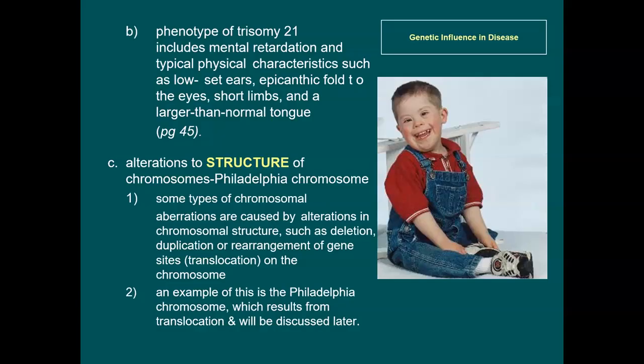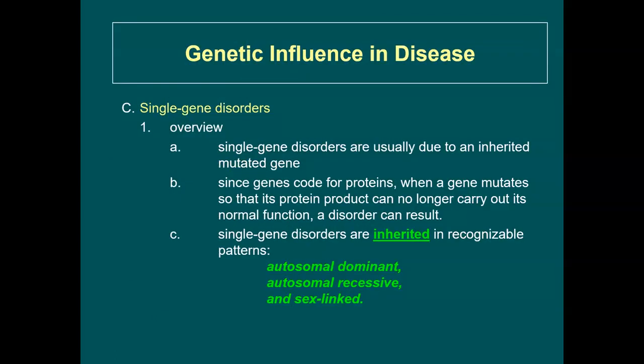There can be some deletions, duplications, rearrangements, such as translocation. That means one portion is moved or translocated to another. And all of these things, or some of these things, can occur. The best example of a translocated gene is that of the Philadelphia chromosome, which we'll talk about in detail a little bit later.